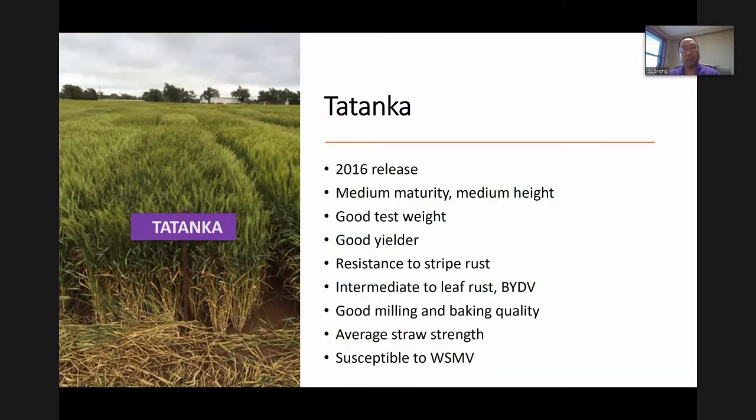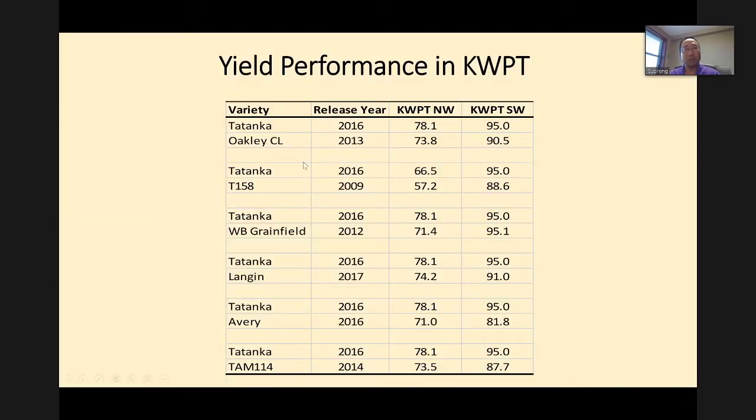The next one is Tatanka. Tatanka was released 3 years after Oakley CL. This is a regular wheat variety with medium maturity and medium height. It has good test weight. The yield is greatly improved compared to Oakley CL. Here's the performance data, which I also got from the database. I calculated Tatanka compared with Oakley CL only where both varieties were in the same trial, so it's about 4 years of performance tests. We can see that in both the northwest and southwest regions, Tatanka has about 5 bushels yield advantage. So the yield is improved compared to Oakley CL.